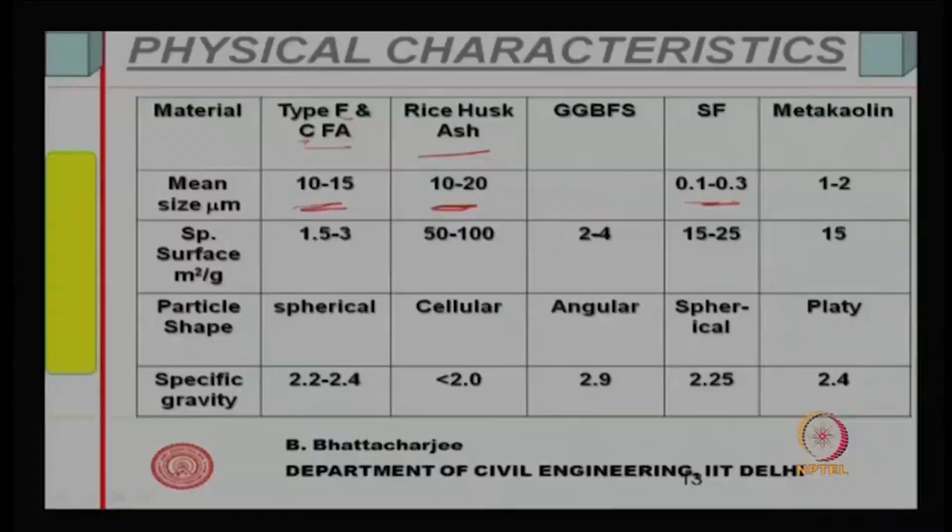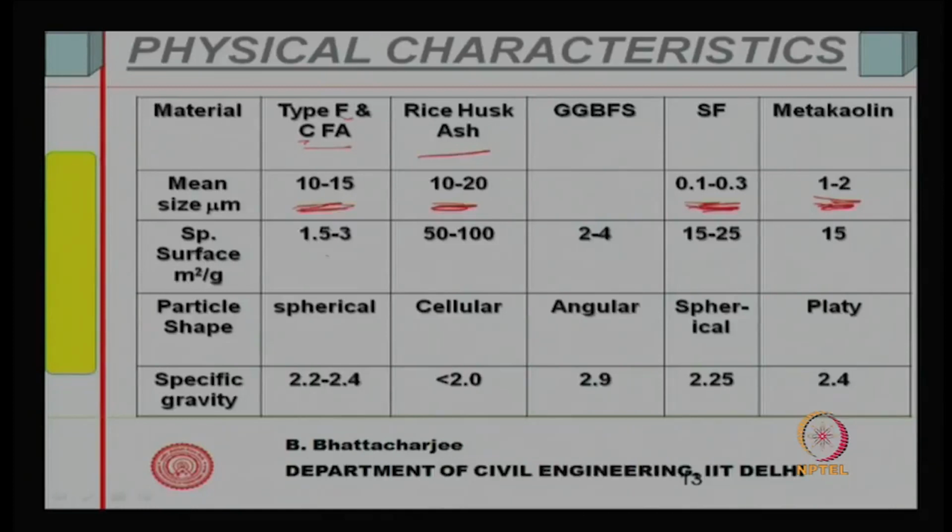Rice husk ash has a mean size of 10 to 20 micron, and silica fume 0.1 to 0.3, very fine. Metakaolin, which I said is a calcined clay, where kaolin clay is heated to 700 or 800 degrees centigrade and then rapidly cooled, can have a size of 1 to 2 micron. So, these are all mean sizes in micrometers. You can see the finest one is silica fume, and the coarsest would possibly be rice husk ash or fly ash.